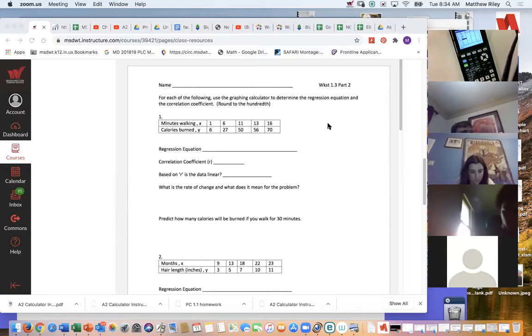I'm going to leave it up here for about 30 more seconds, and then I'm going to switch back to my calculator mode. So it says regression equation, your correlation coefficient. Is it linear? What's the rate of change and what does it mean? And predict how many calories will be burned if you walk for 30 minutes. Does anybody need me to leave this up any longer?